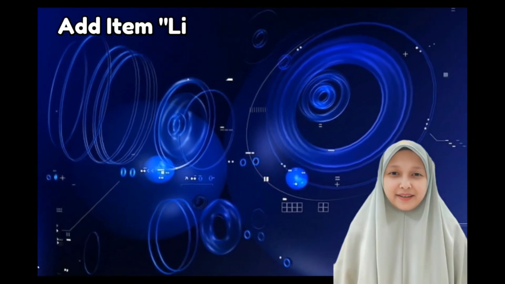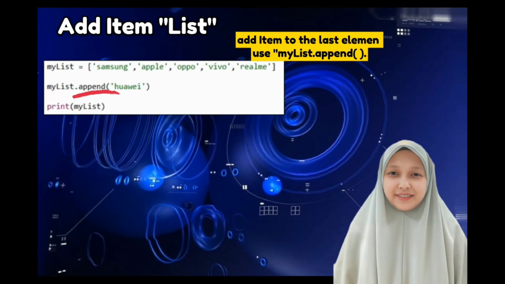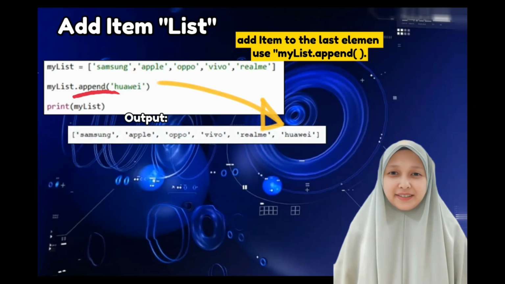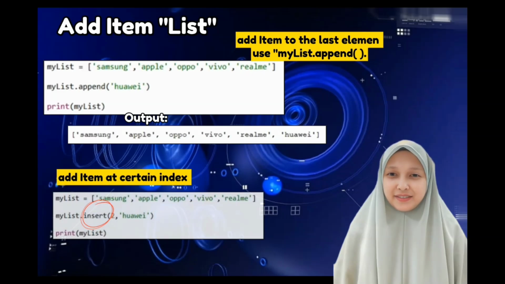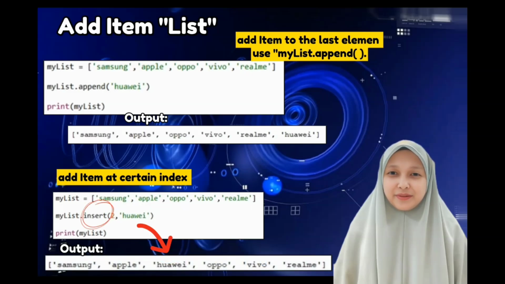To add an item to a list, use the append method and place the new phone brand name within the parentheses to add the item as the last element. The output will show the entire list, including the newly added item. If you want to add an item at a certain index, you use the insert method and specify the index number to place the phone brand at that position. The output will show the added item at that index.